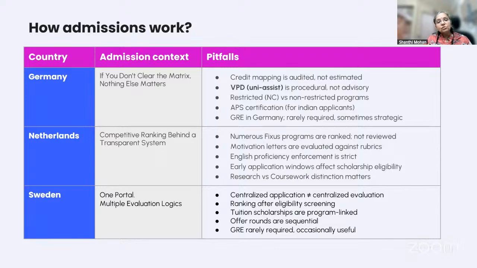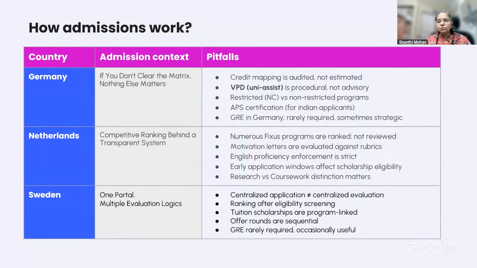So Sweden, the advantage is it has one portal. You need to select the institutions you are going to apply to, and you need to rank your preferences. Depending on the ranking you have done, if you get your very first preference, then other applications will automatically get dropped.